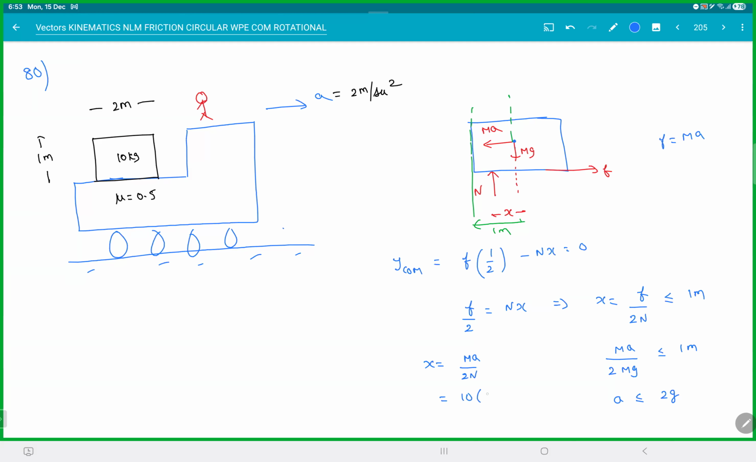M is 10, a is 2, and this is 2 into 100. That's 0.1 meter. So the first answer is 0.1, and the second answer is acceleration must be less than 20 meter per second square. Clear with the no-toppling thing?